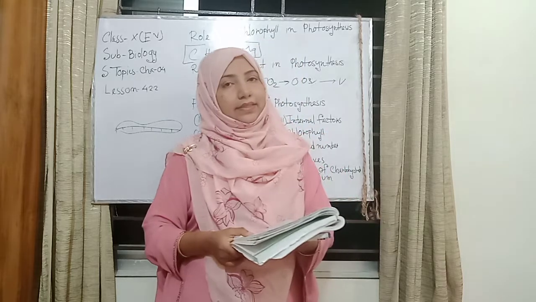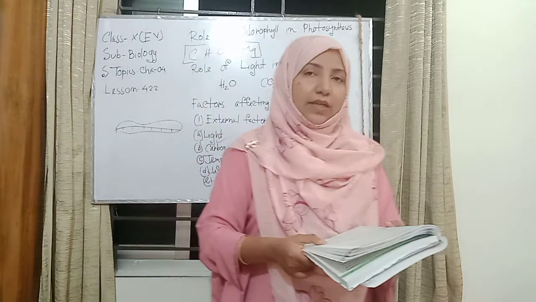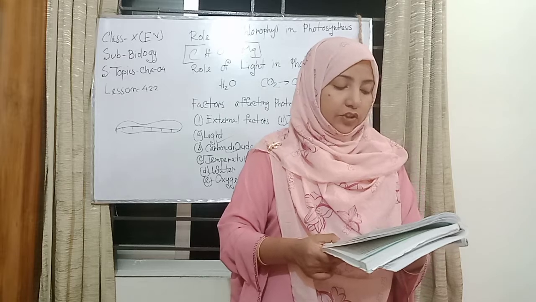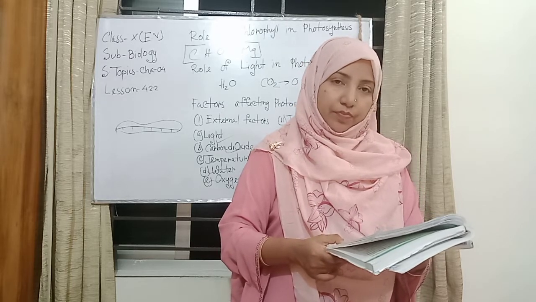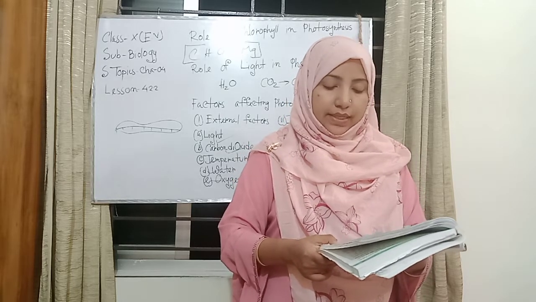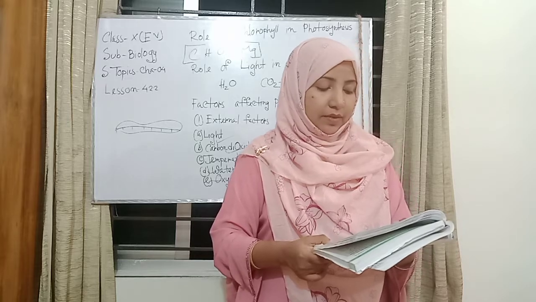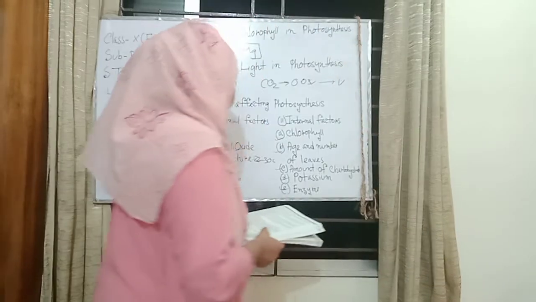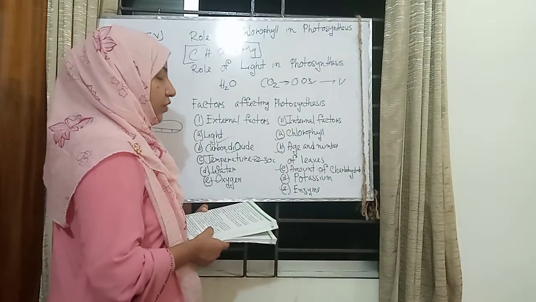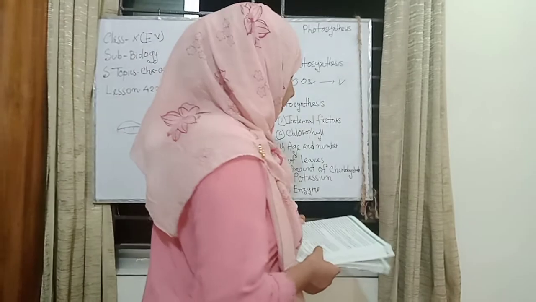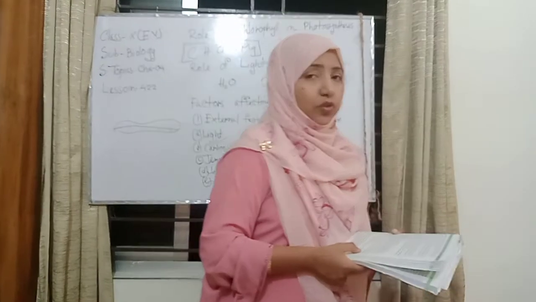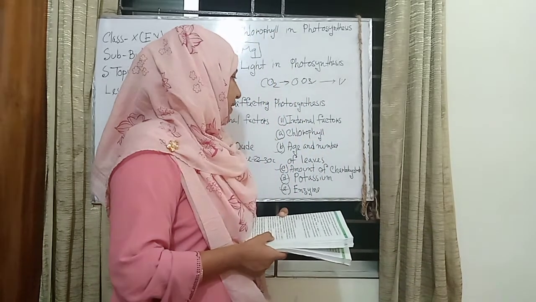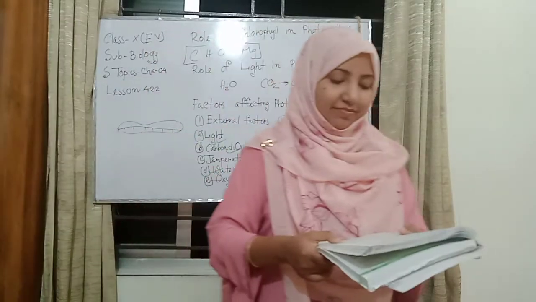Chemical substances. The process of photosynthesis is inhibited or completely stopped in the presence of chloroform, hydrogen sulfide, methane or any poisonous gases in the air. Internal factors. Yes, the first internal factor is chlorophyll. My dear students, a short time ago, I explained about chlorophyll. And the next factor is the age and number of leaves.